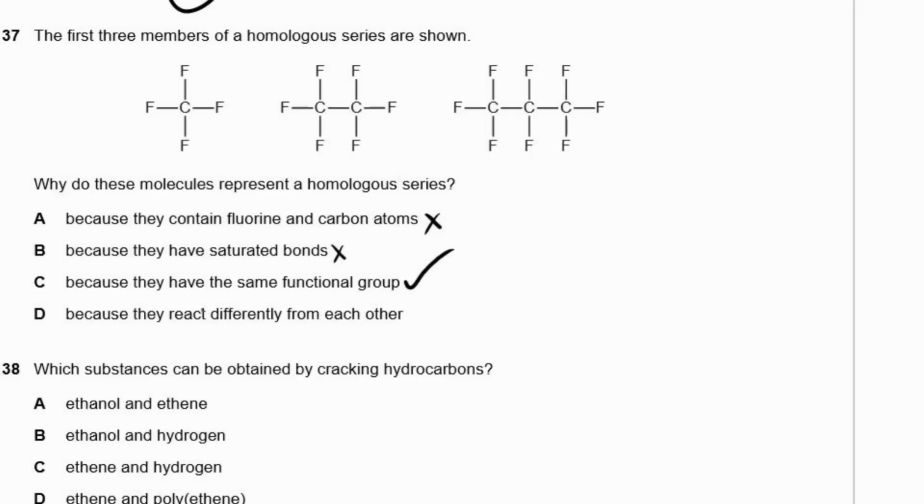And because they react differently from each other, well, homologous series generally react in very similar manners. So the answer here is C. They all have the same functional groups, and that is the F, the fluorine.